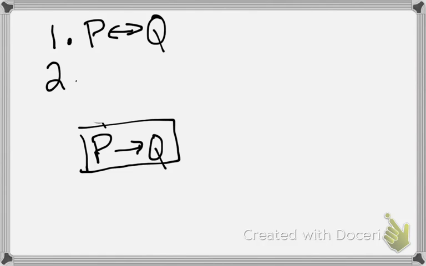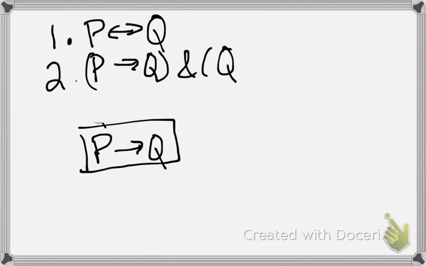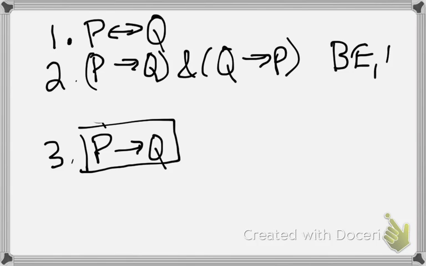So we would use the rule of biconditional expansion to get P arrow Q and Q arrow P. That'd be by biconditional expansion on line 1. And then we could get P arrow Q by and elimination on line 2. So that's one way it might come in handy. Here's another way it might come in handy.